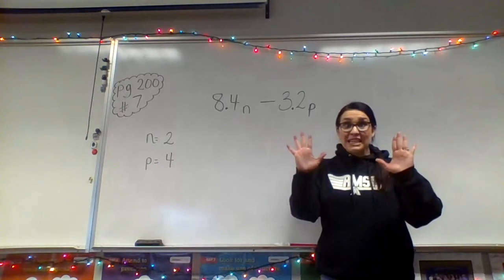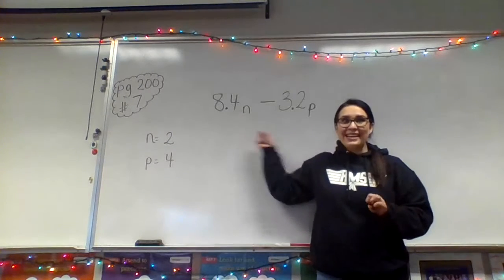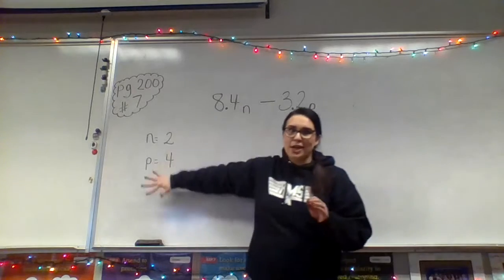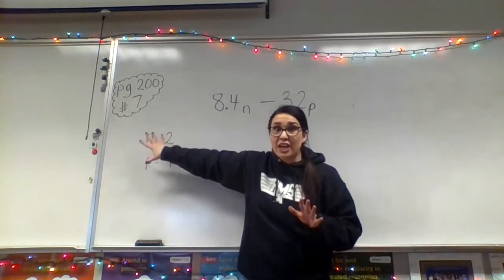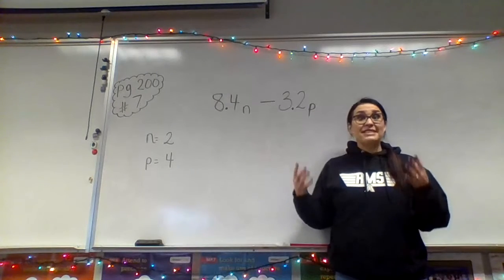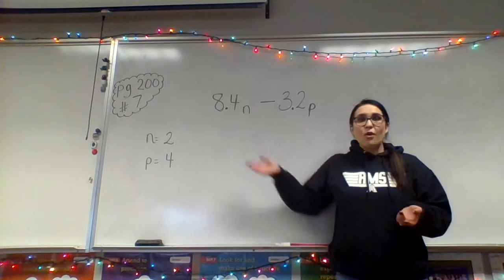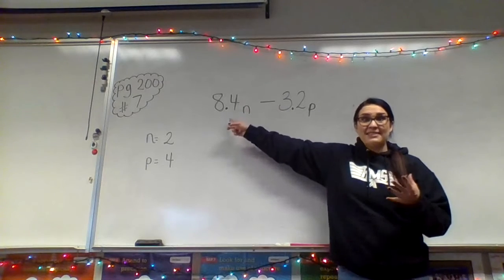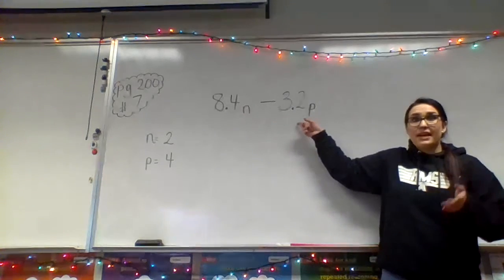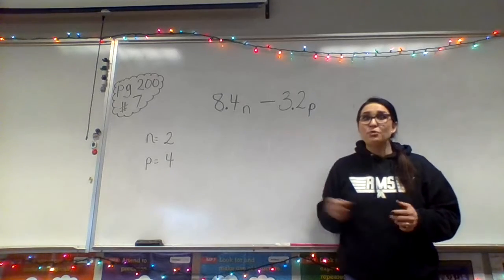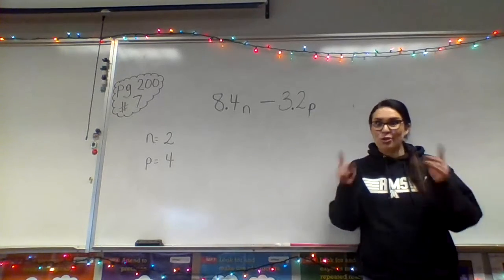But, my friends, notice, n and p, those do not have the same values. Remember, if they had the same value, then they'd have the same variable, right? So I know that I am not multiplying 8 and 4/10 by the same number that I'm multiplying 3 and 2/10 by. Why? Because different variables will have different values, right? So always keep that in mind.